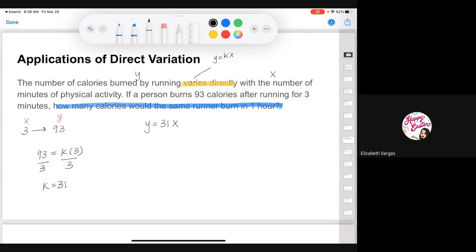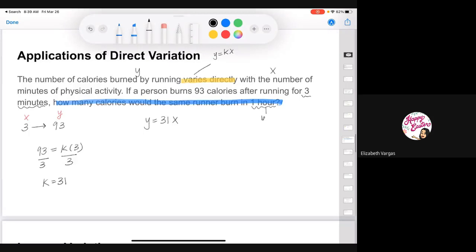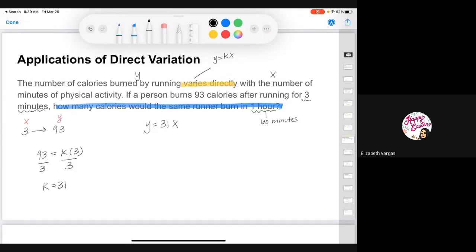However, because I originally worked with minutes, I want to make sure I'm staying with the same unit. So I want to change this to minutes. And 1 hour is equal to 60 minutes. Okay, just make sure you keep the same variables, calories and minutes. So that means my X is going to be 60, because I needed 60 minutes. So I just plug that in.